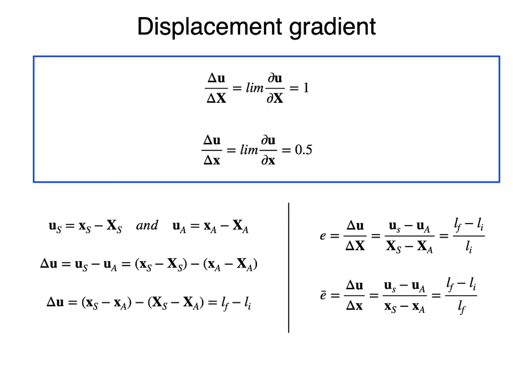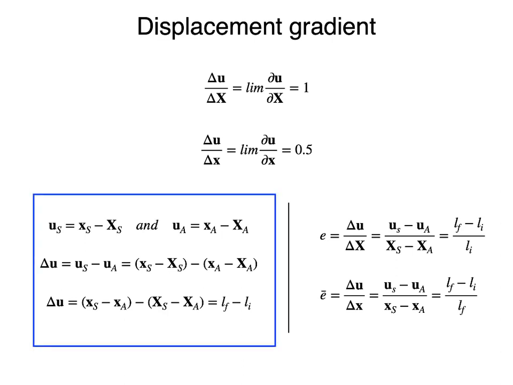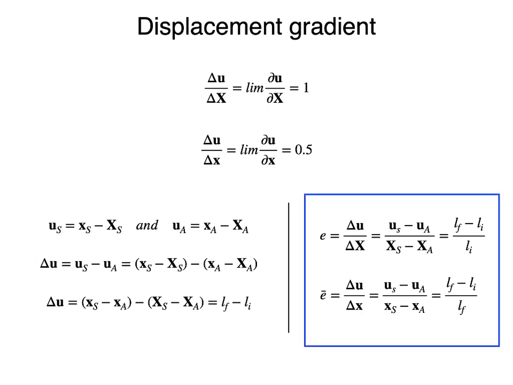The first equation is known as the Lagrangian displacement gradient, and the second equation is known as the Eulerian displacement gradient. The physical meaning of these displacement gradients becomes obvious when we expand them for Salt Lake City, here denoted by S, and Austin City, here denoted by A. Delta U is the final distance between these two cities, LF, minus their distance before extension, LI. Thus, the Lagrangian and Eulerian displacement gradients are just the elongations referred to the initial and final states, respectively.